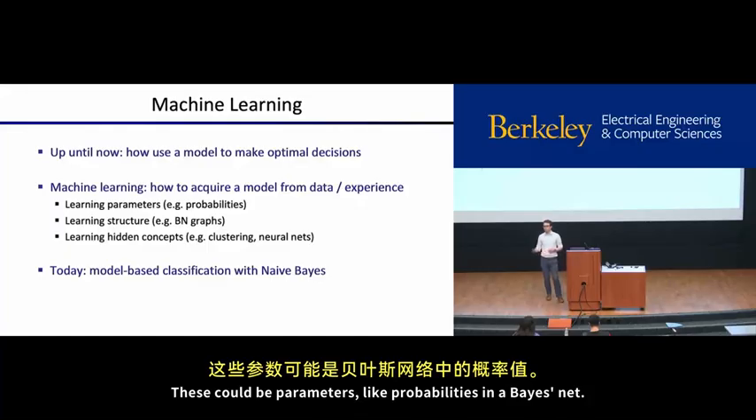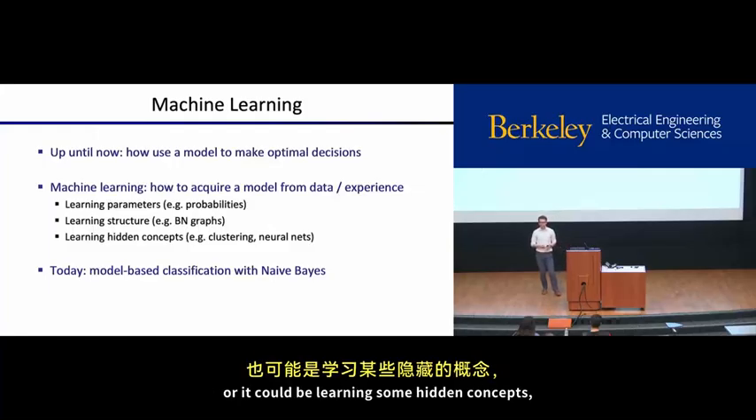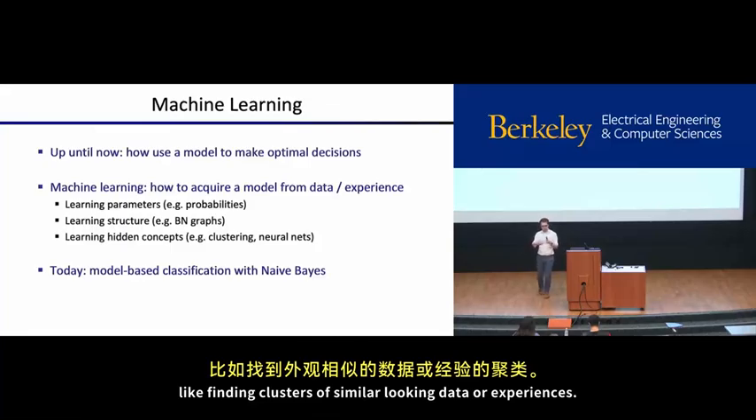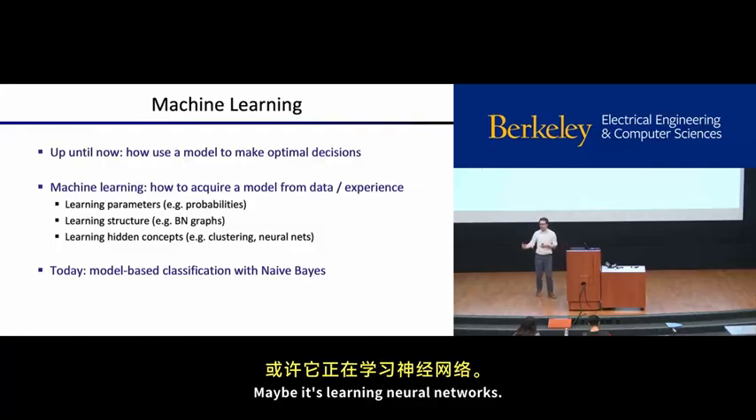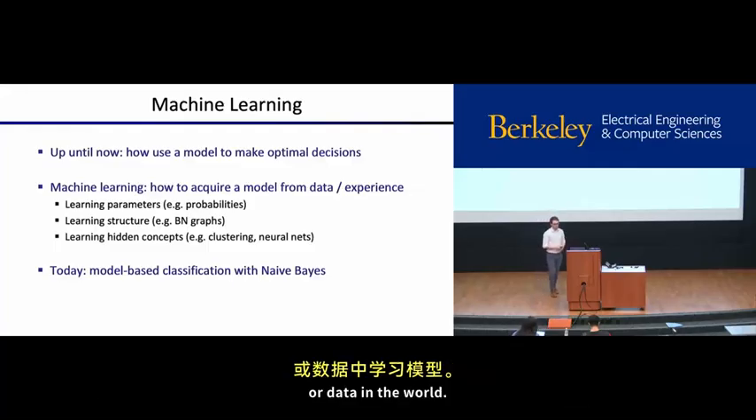These could be parameters like probabilities in a Bayes net. Or it could be what's the structure of that Bayes net? Or it could be learning some hidden concepts, like finding clusters of similar looking data or experiences. Maybe it's learning neural networks. All of these different types of things are about learning a model from experiences or data in the world.